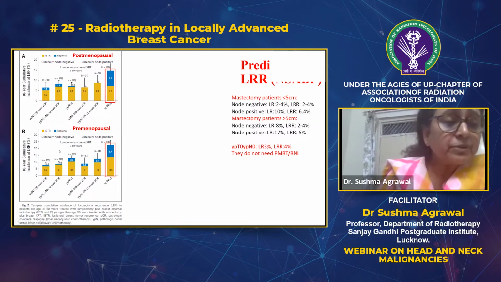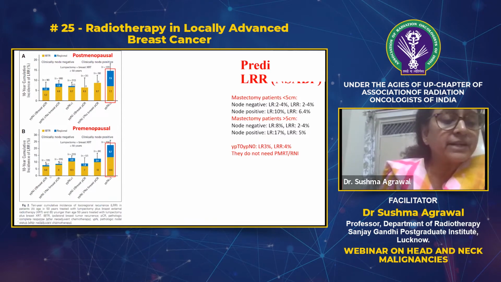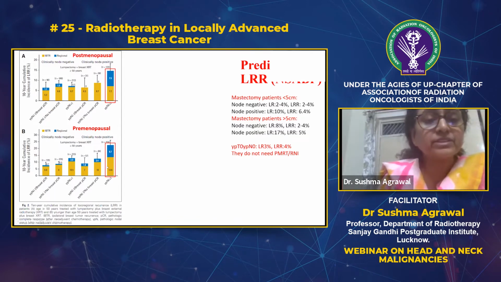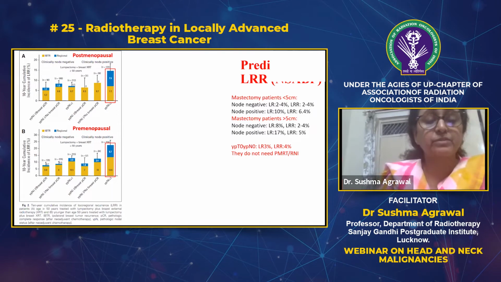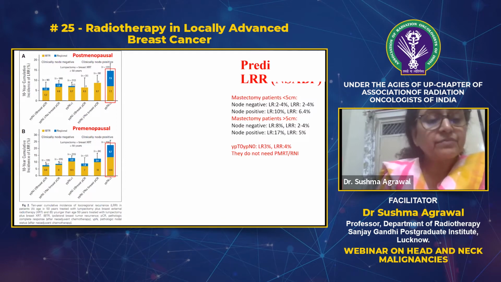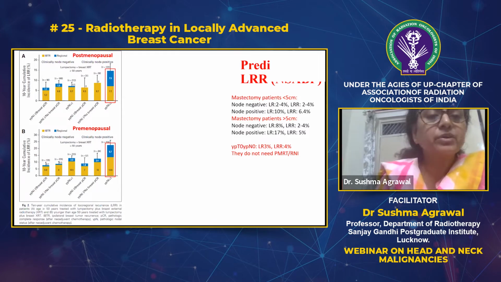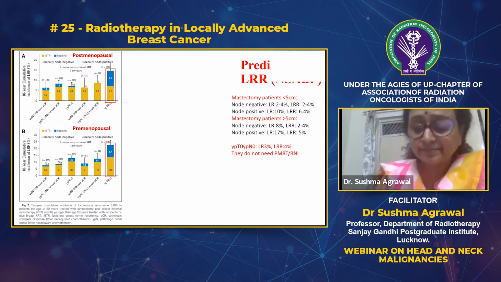So in the premenopausal women, the total PCR patients had similar recurrence rates in node negative, but in the node positive, the recurrence rate increased. It was slightly more than that of postmenopausal patients. So what do we infer? That apart from pathologic CR, the menopausal status is also important.